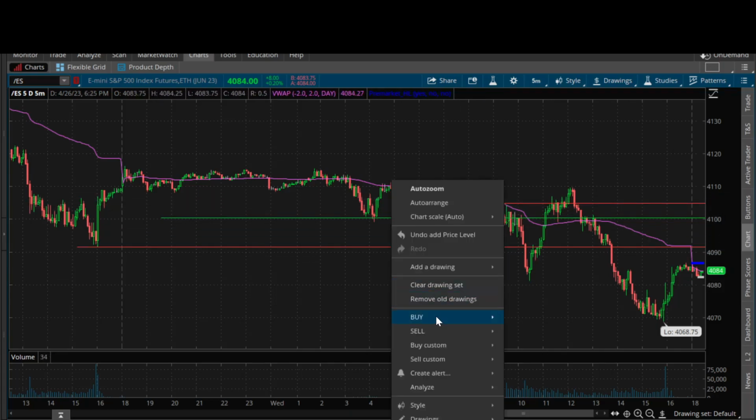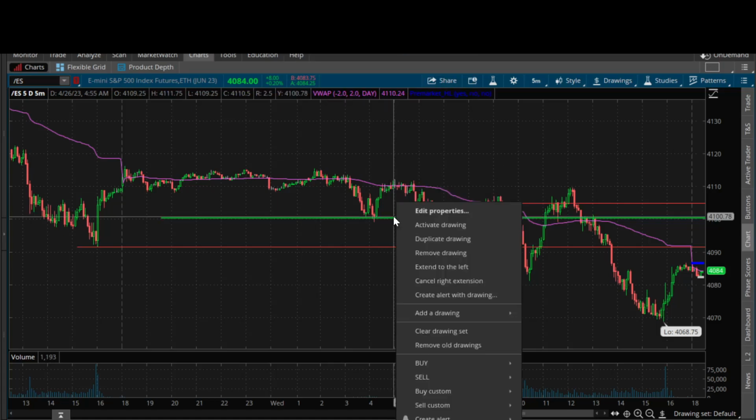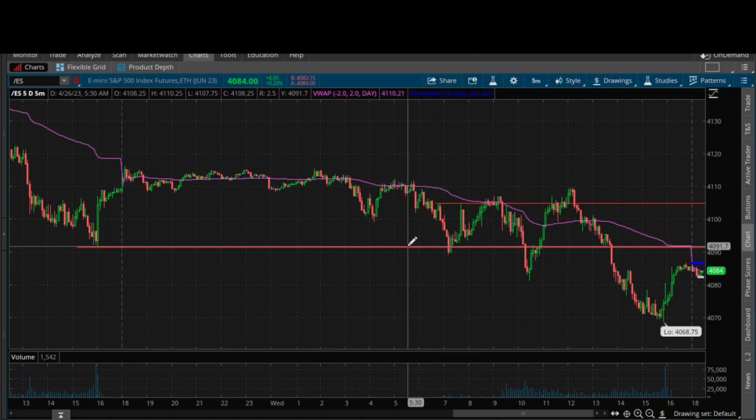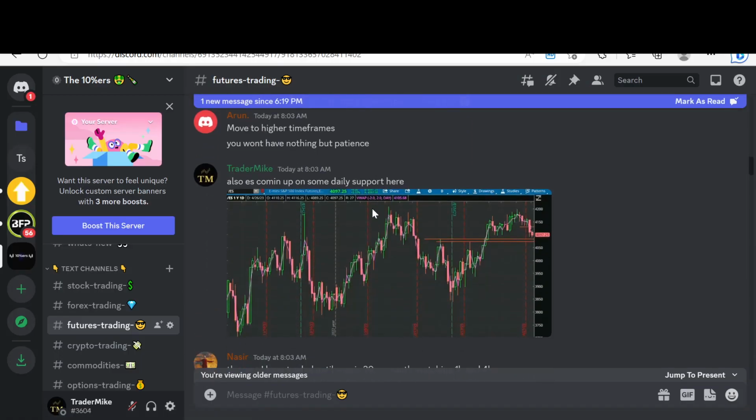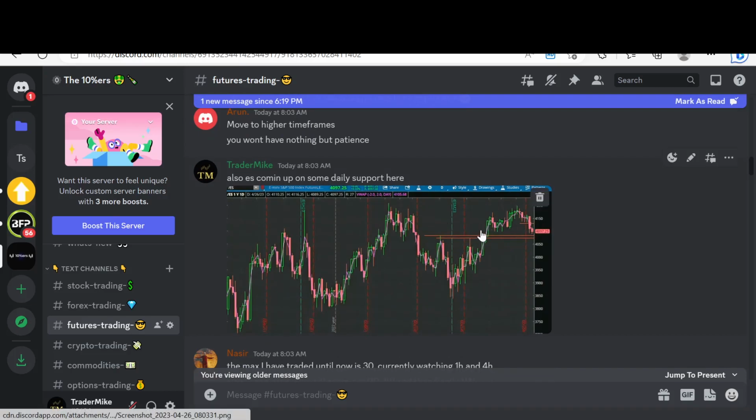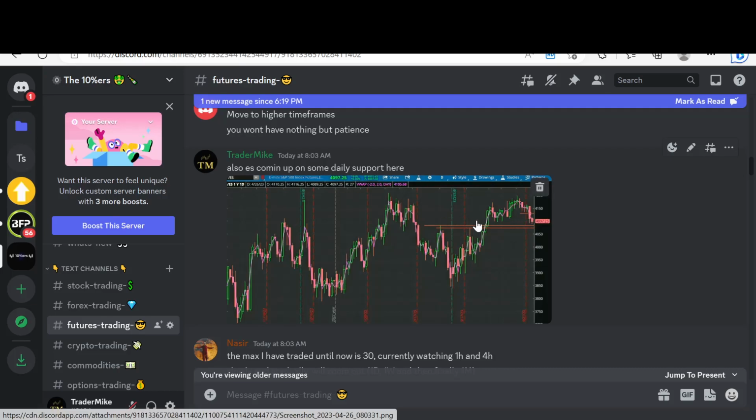So now let's go to the next setup, because again, remember, I wasn't looking for this thing to just rip up to the upside. I thought this thing was going to sell off. So let's scroll a little bit. Now I noted this as well. See right here, I said also ES coming up on some daily support here.